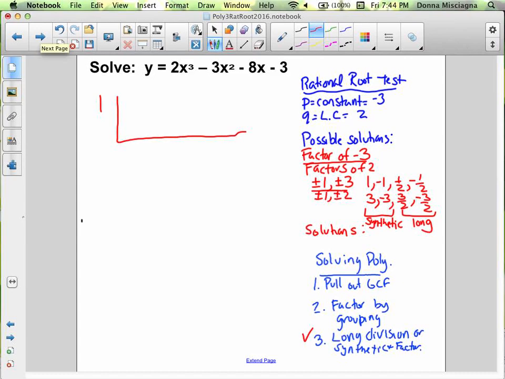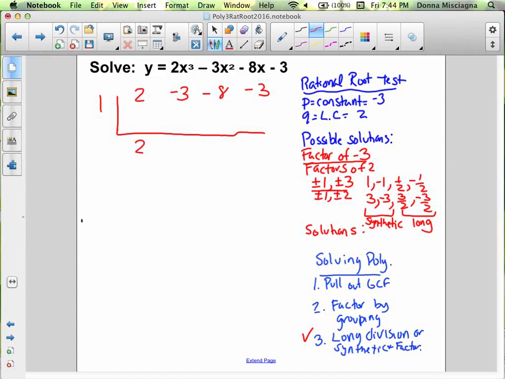All right, and then we rewrite our equation there. That looks a little better. With just the coefficients, nobody's missing. Cubed, squared, x, constant. We're all good. All right, so we have 2, -3, -8, -3.